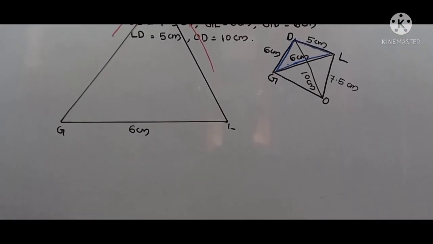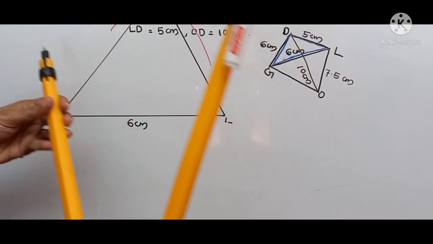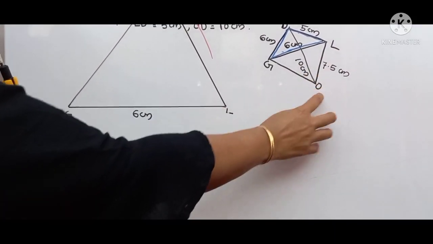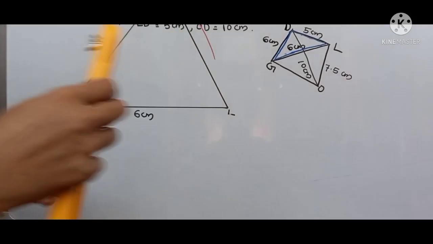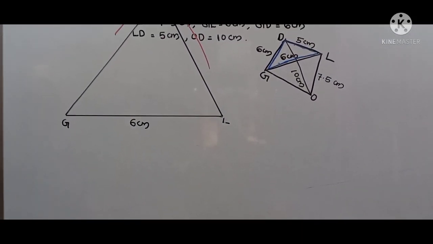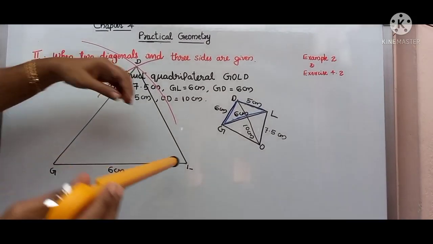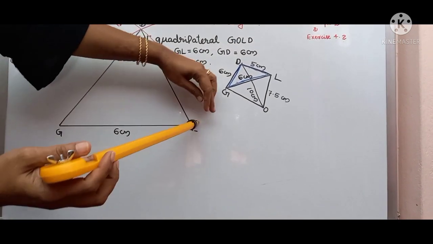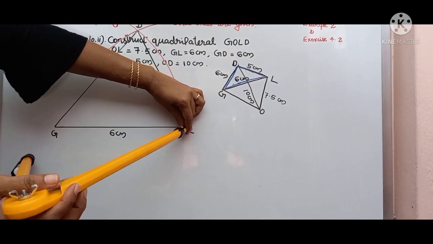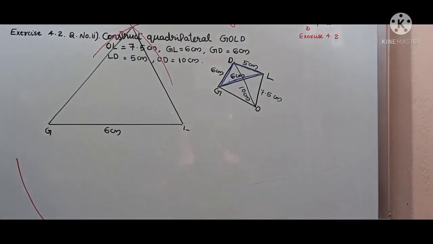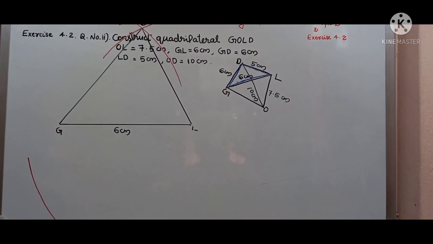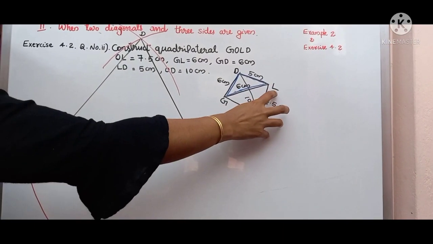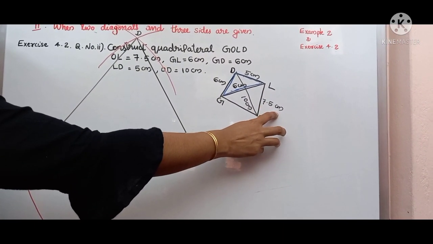I have taken that compass width 7.5 centimeter. Then pointing on L, we have to draw an arc. Then pointing on L, draw an arc like this way. Here it is coming, and here you see L, O, there only we have drawn that arc with 7.5 centimeter.